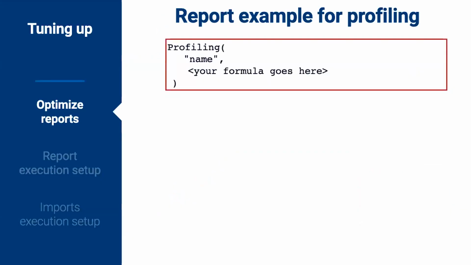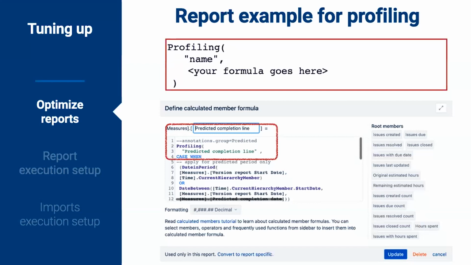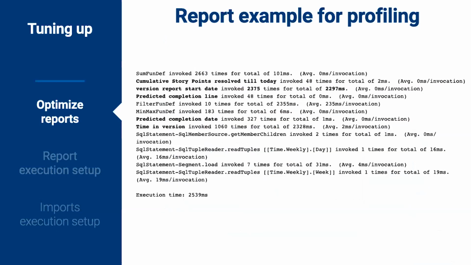You put your name and your formula around your formula. And here is how it looks for the predicted completion line. I did similar steps for several measures, for those that are visible in the report, and for background measures like version report start date. And here are the results. I listed all the measures I'm using for this report that I wanted to measure. And here is the total time, and the majority of this time is spent on version report start date.